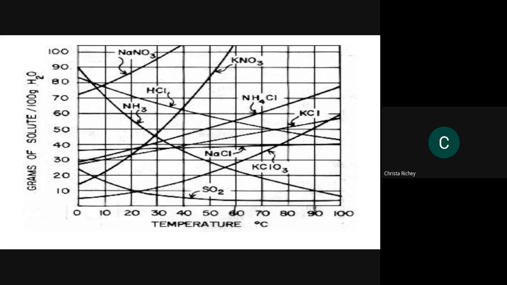Which compound is the least soluble at 40 degrees Celsius? What's the lowest curve at 40? Which compound is the furthest down at 40 degrees? SO2. That is a covalent compound. And then it says, which ionic compound is the least soluble at 40? So the next one up, KClO3, the potassium chlorate.